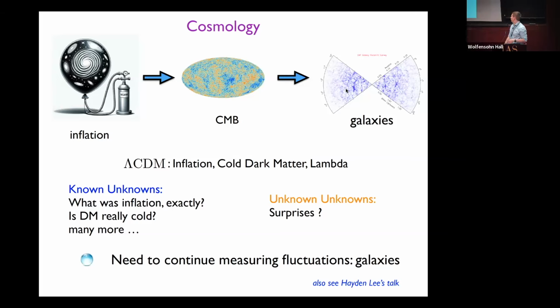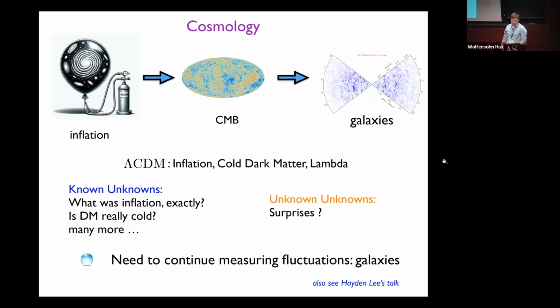And here you can see the cartoon of the cosmic microwave background temperature map with some fluctuations that precisely trace these inflationary fluctuations. And then later on, the same cosmological fluctuations continue to grow, they collapse, and they form galaxies that we get to observe in galaxy surveys. And you can see them here.